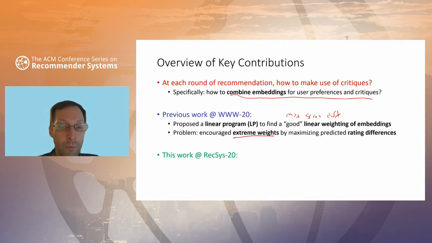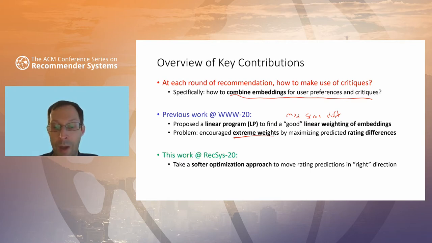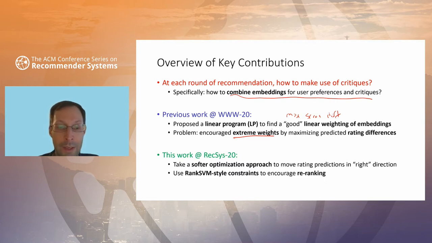So when we revisit this work for RecSys, we want to take a softer optimization approach. And so the whole idea is, if we focus on rank SVM style constraints going back over a decade, we want to encourage re-ranking of items according to critiques, but only enough perturbation of the predictions to change the ranking, not so extreme as we were seeing in the previous work. So we want to move from score-based differences to just re-ranking. And that's the whole purpose of this work.